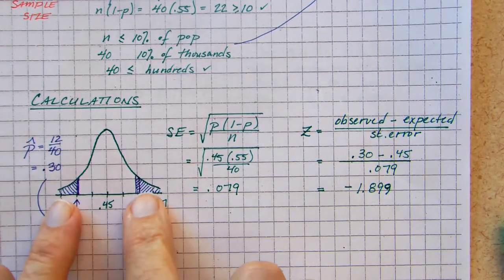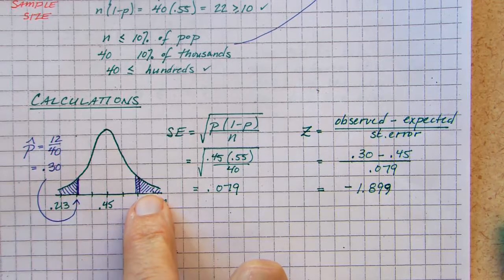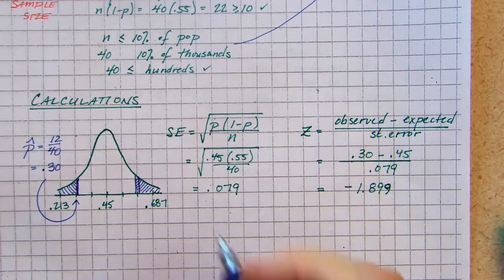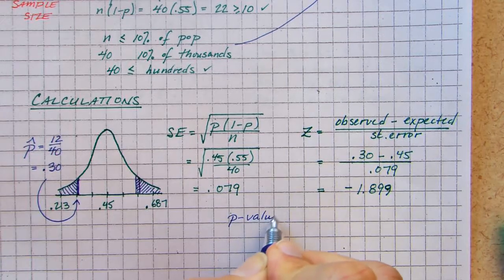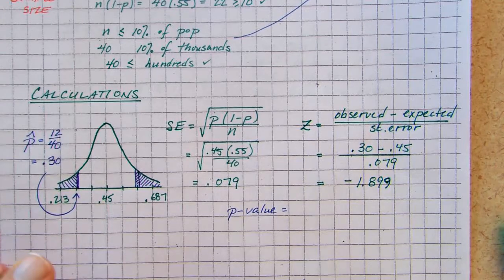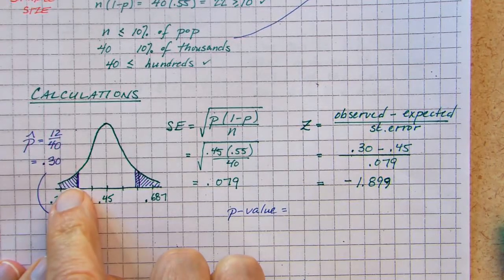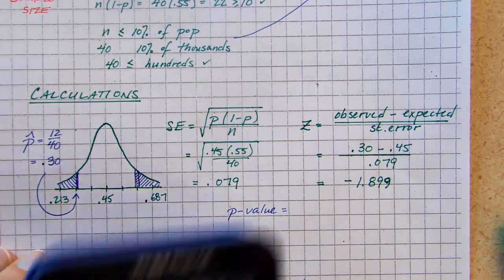Well, now we want to figure out how much area this is. This is what we call the p-value. Of course, you could look this up on a z-chart. You'd have to look up this area, and then you'd have to multiply it by 2. And a much easier way to do this is to use your calculator.